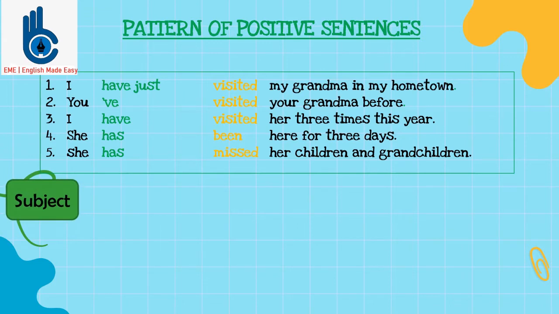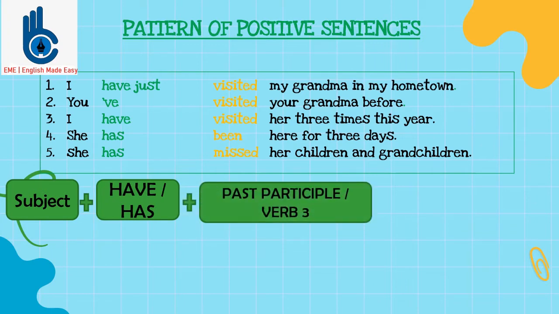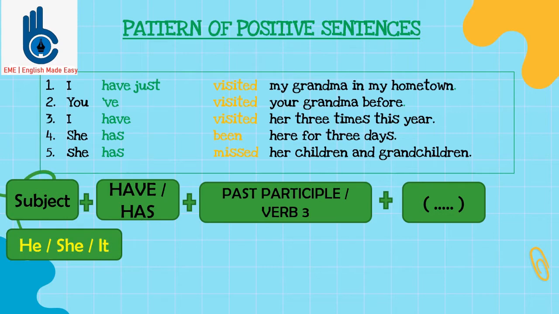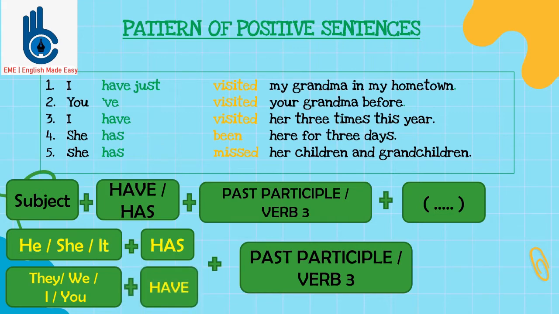They all start with subject, followed by have or has, followed by verb 3 or past participle. There are also some objects and some other adverbs. When the subject is he or she or it, we use has followed by verb 3. But if the subject is they or we or I or you, we use have followed by verb 3.